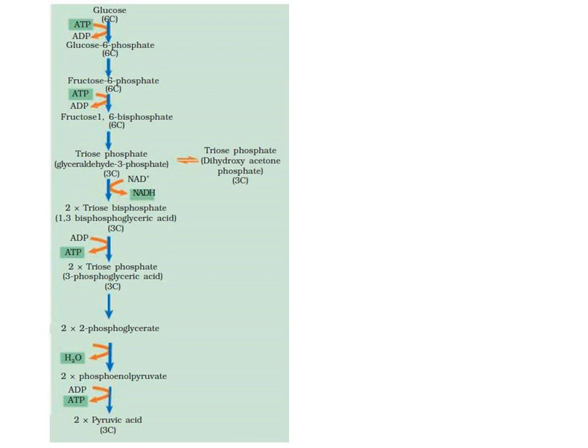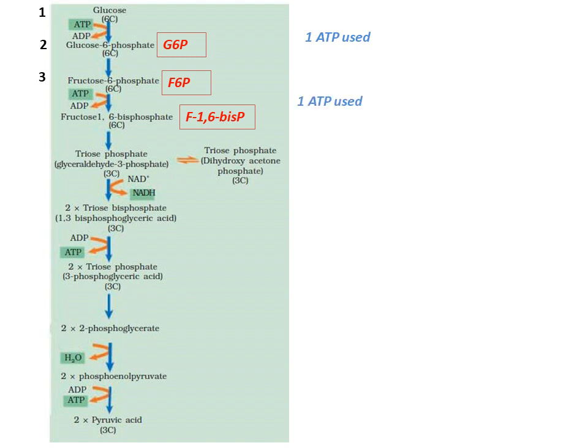Glucose, which is a 6-carbon sugar, uses 1 ATP. It takes its phosphate and energy to convert into glucose 6-phosphate. This glucose 6-phosphate isomerizes to fructose 6-phosphate. No energy is required for this. Fructose 6-phosphate uses another ATP and takes its phosphate and energy to convert into fructose 1,6-bisphosphate.